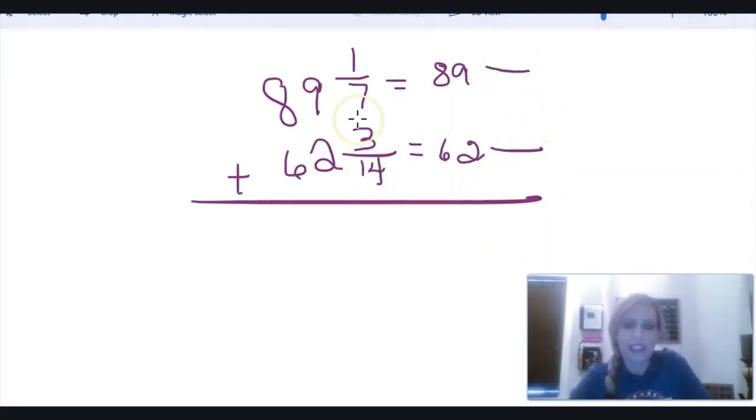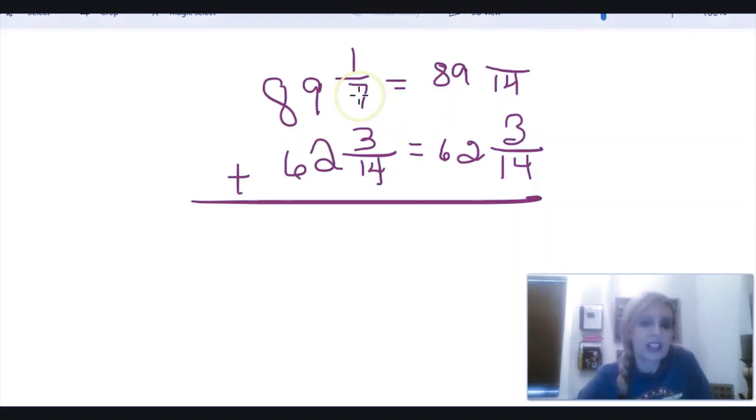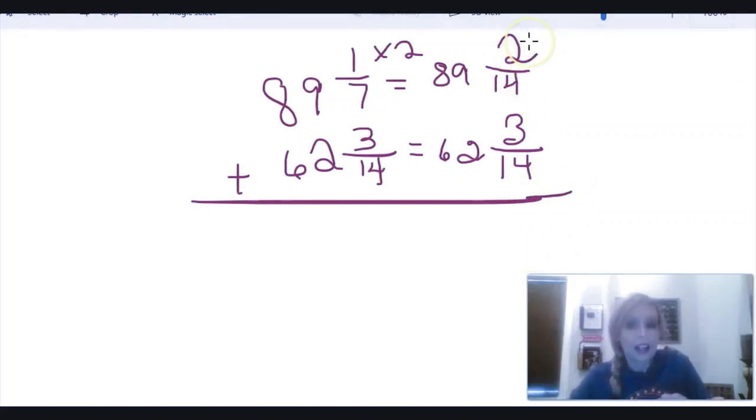Equivalent fractions. Well, I can see right here that it is going to be 14. 14 is my least common multiple and my least common denominator. Okay, this one's already 14, so I'm going to bring that over to 3. What do I multiply 7 by to get 14? 2. So multiply the top by 2. I get 2. Now, yes, that is lower, but I'm just adding, so it doesn't matter.